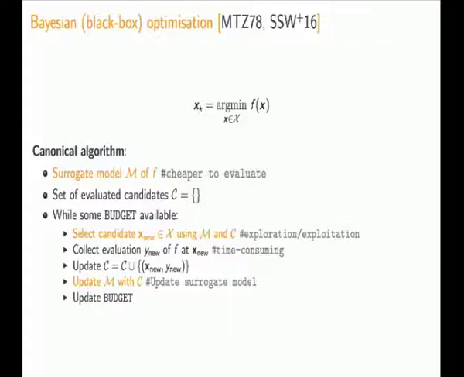So you enter the loop, and the first step is to select a candidate. Among the non-evaluated candidates, you select a new candidate based on the information you have about your surrogate model, and this is where you have an exploration-exploitation trade-off. Then you evaluate the model, collecting the actual value of the underlying function at this candidate, which, as I said, is very time-consuming. Based on that observation, you can update your surrogate model, and then you update your budget, and you iterate until you run out of budget, and you return the best solution that you found within that budget.